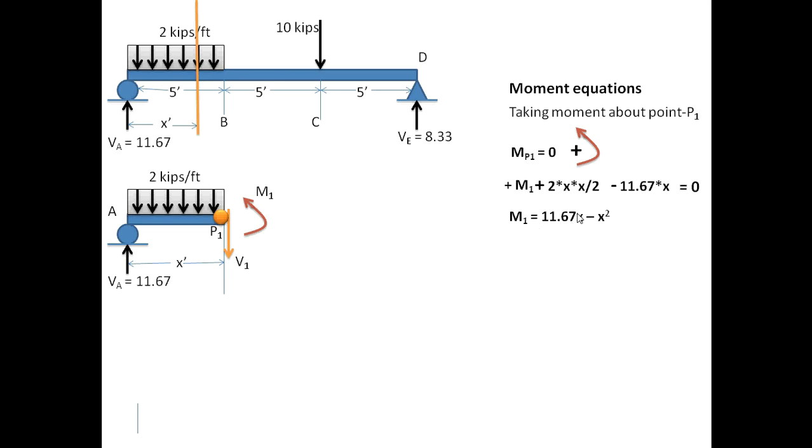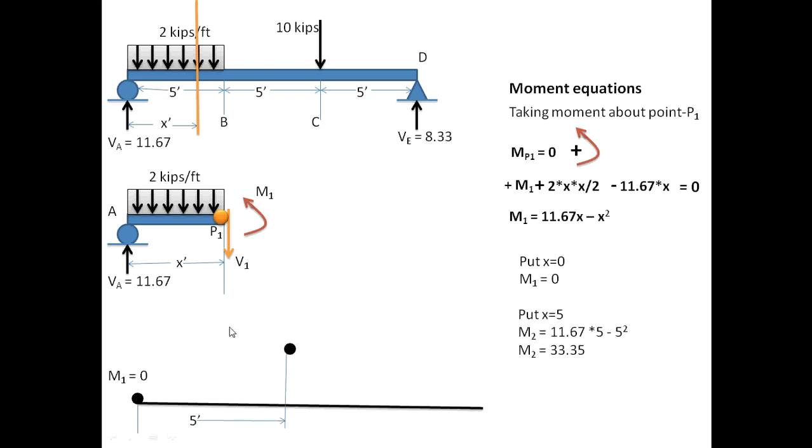So this is now my moment equation for this region, and in this region I can put any value of x from 0 to 5 and I will get the moment value at that point. In this equation, putting x equal to 0, I will get M1 as 0, and putting x equal to 5, here at point B, I will get the M2 value 33.5. Drawn this curve like that. So this equation can be used only for this region.